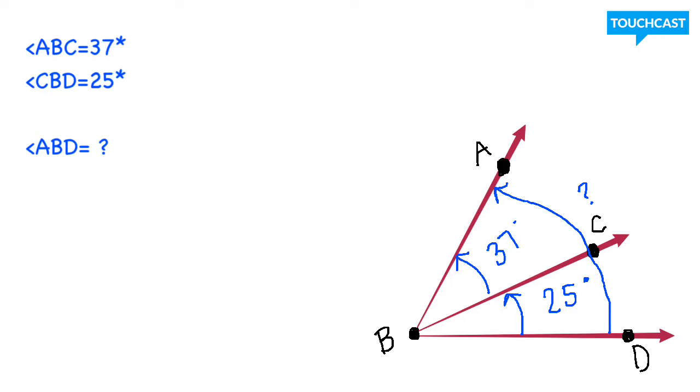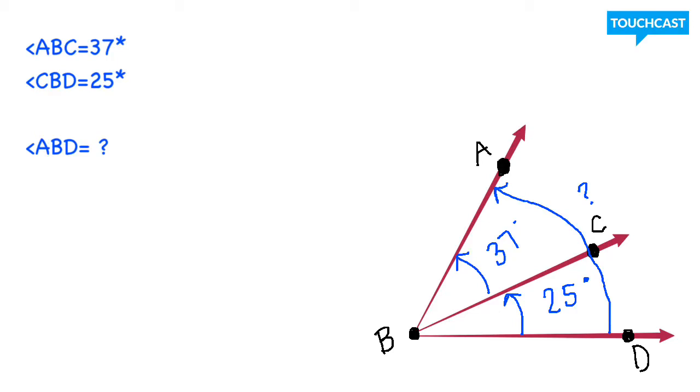So for example, in my picture, I notice that ABC is equal to 37 degrees because it's labeled for me. Angle CBD is equal to 25 degrees, and that is also labeled for me. However, the missing angle that I'm looking for is the bigger angle that's made when you put both of these angles together, which is angle ABD. So what do you think I have to do to figure that part out?